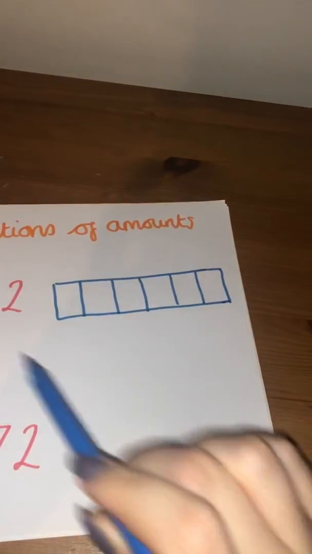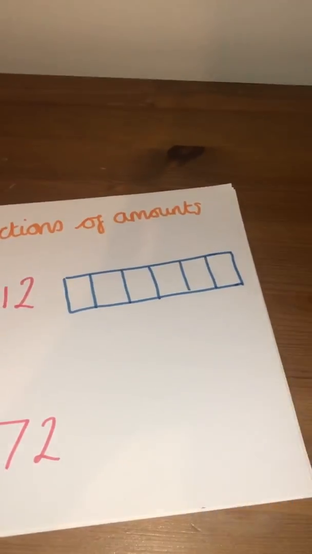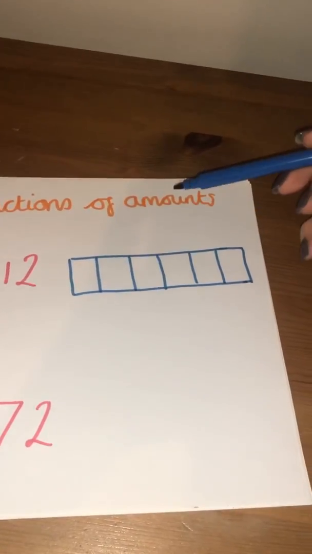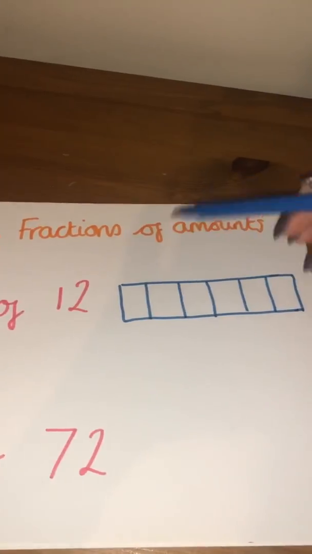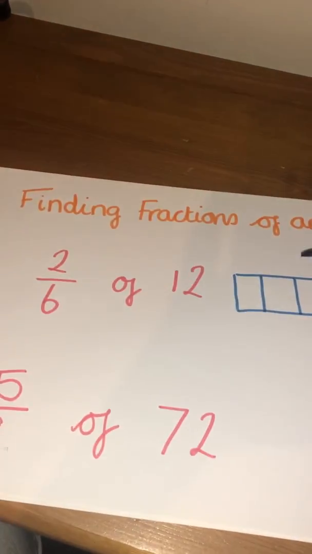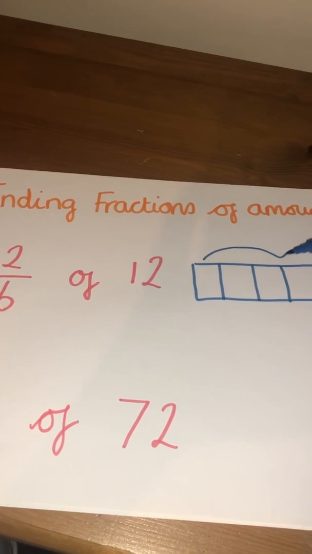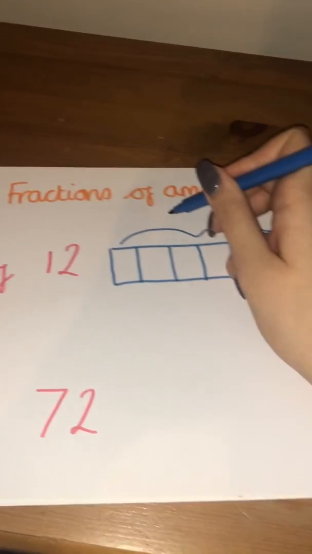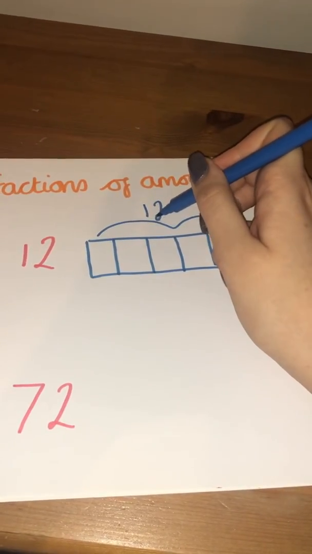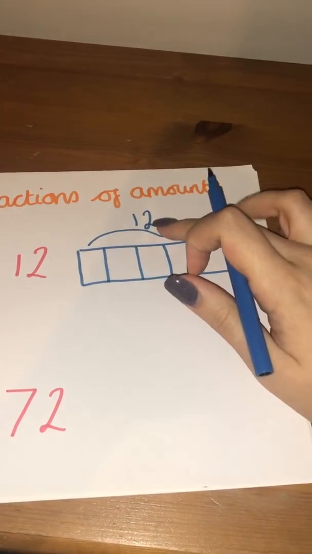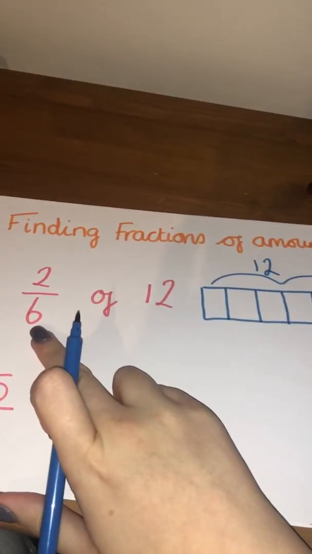So when I'm finding a fraction of an amount, I can use the bar model to help me. This is something we're going to encourage you to draw out in your books if you think you need to. So if I'm using the bar model, I know that in total, the whole thing is going to be 12. Now my 12 is split into 6 pieces.